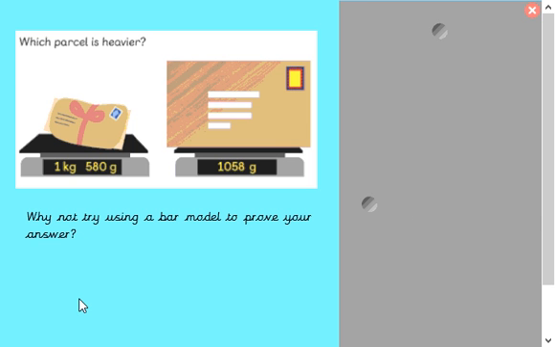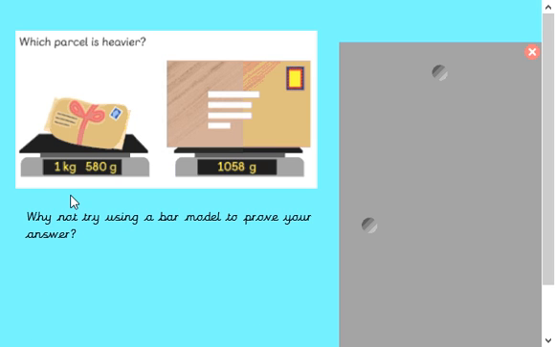Okay, next question then. Which parcel is heavier? You've got 2 parcels there. One is 1 kilogram, 580 grams, and one is 1,058 grams. Which one is heavier, and can you use a bar model to prove your answer? Press pause while you're working, press play when you're ready to start.